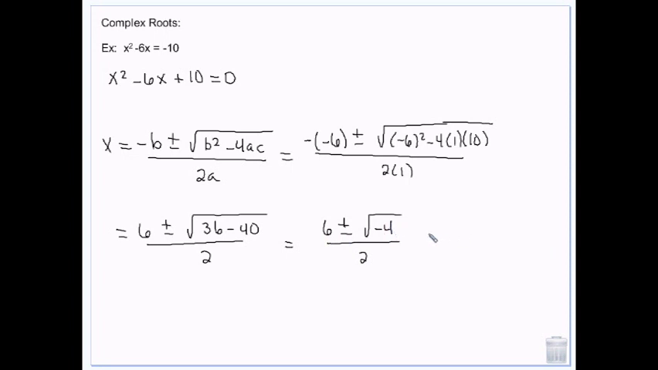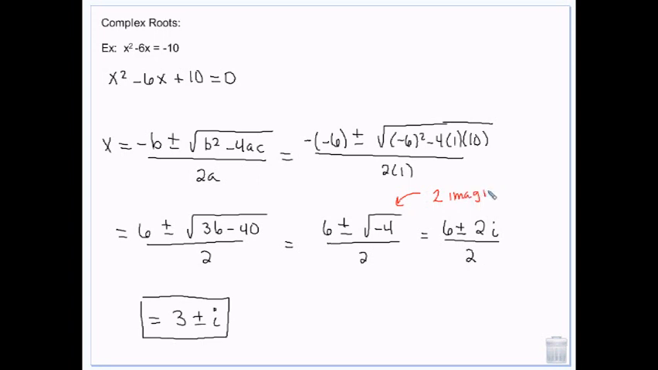So we have that -4. So we have to bring out that i and then 4. So it's 2i divided by 2. And 6 and 2 will both divide by 2. So this is going to give me 3 plus or minus i. So if you have a negative, you get 2 imaginary roots.